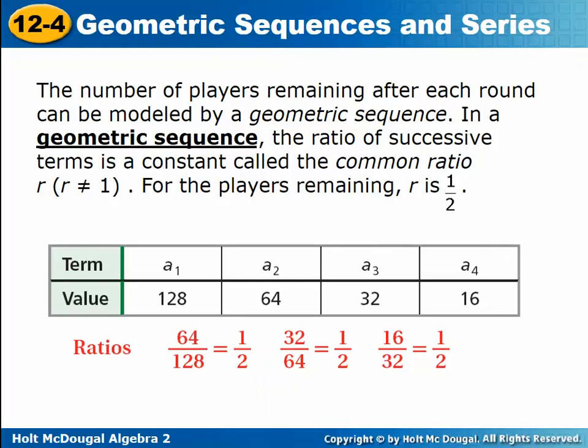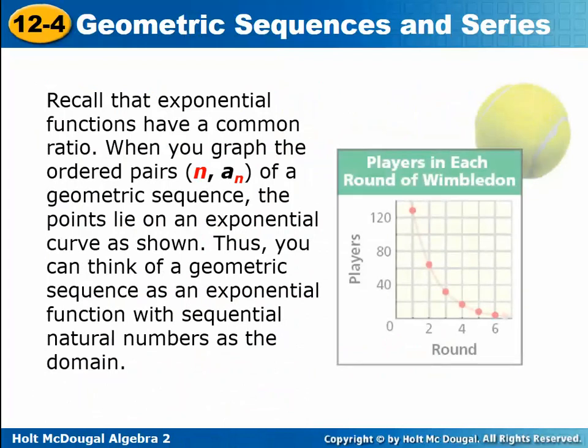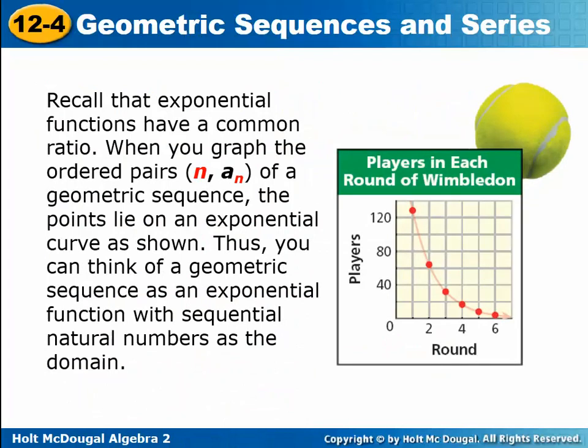So you can take a term and divide it by the previous term. 64 divided by 128 is 1/2. And then 32 divided by 64 is also 1/2. 16 divided by 32 is also 1/2. So all of these ratios are the same, and that's called a common ratio, and we call that R. And we've used this already, so you should be familiar with that.